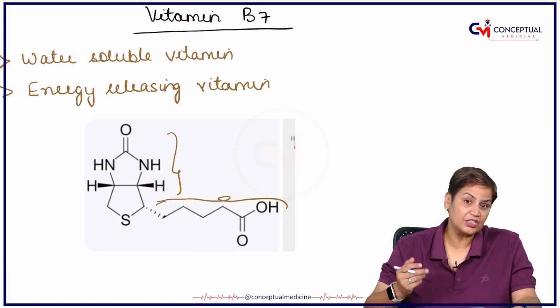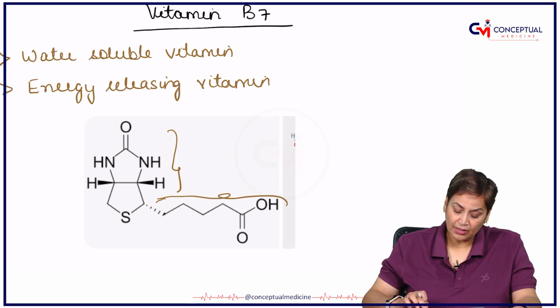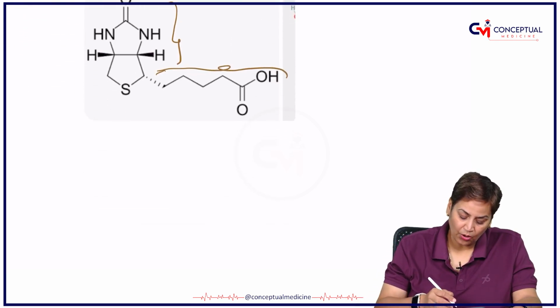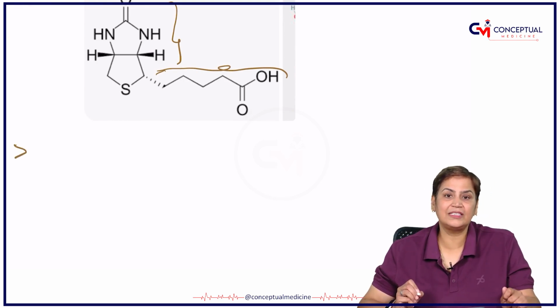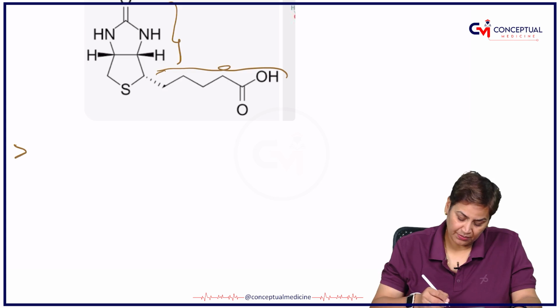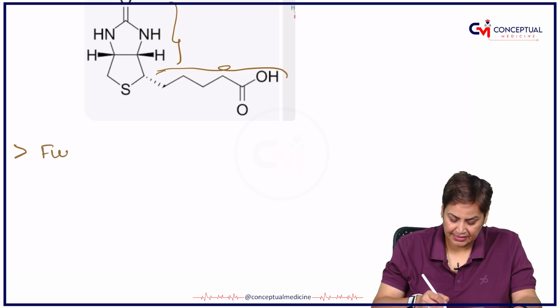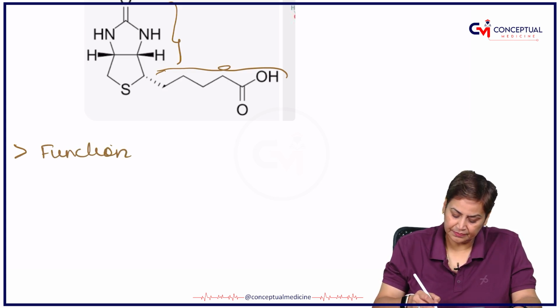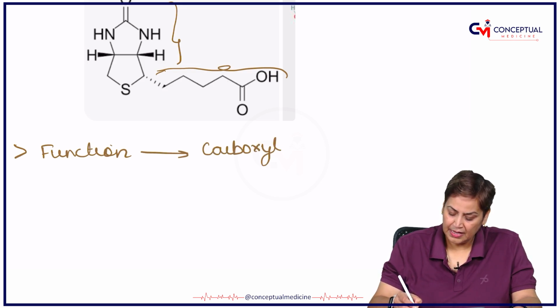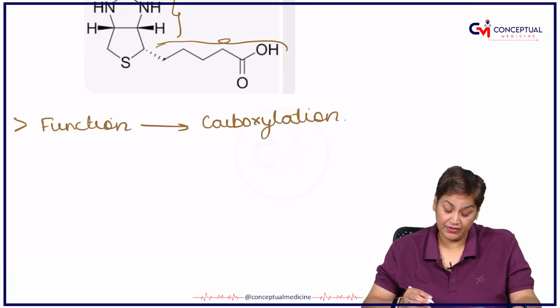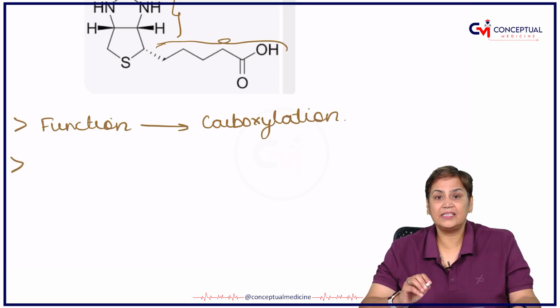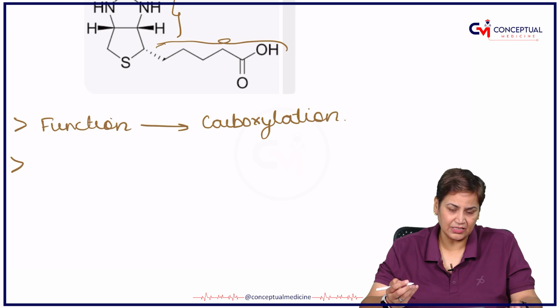Now, what is the function of this B7? The most important function of this B7 is that it catalyzes carboxylation. And this is also synthesized by the intestinal bacteria. Very important again. So, I can say that it is an endogenously synthesized vitamin.